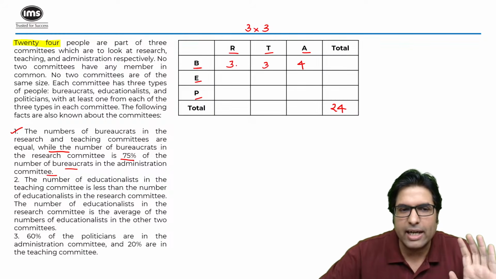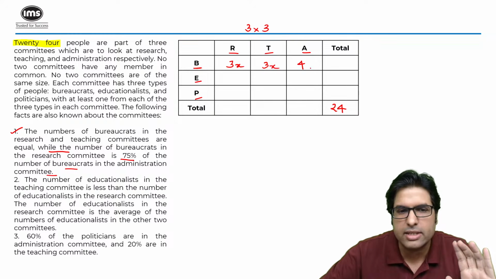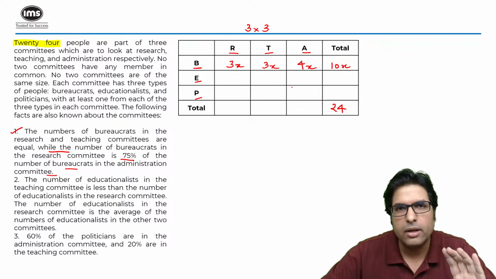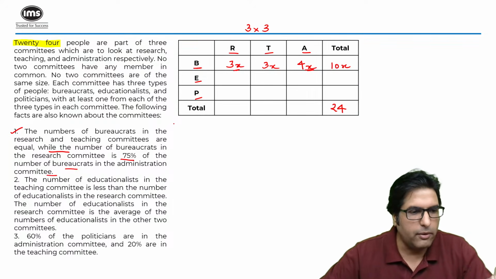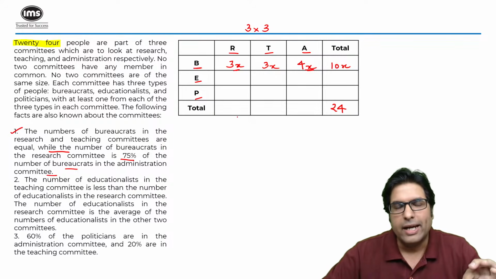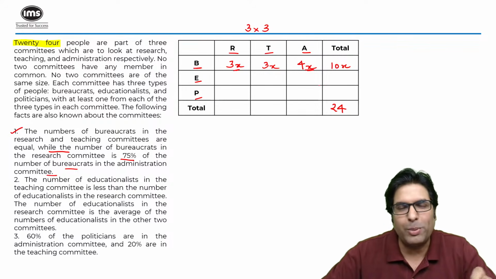So I can say that if this is 3x, this is 3x, this is 4x, and the total will therefore be 10x. Why? Because 75% of this administration was in research. Now, please don't stop here. Before moving on to the next clue, you need to develop your ability to play around with numbers.